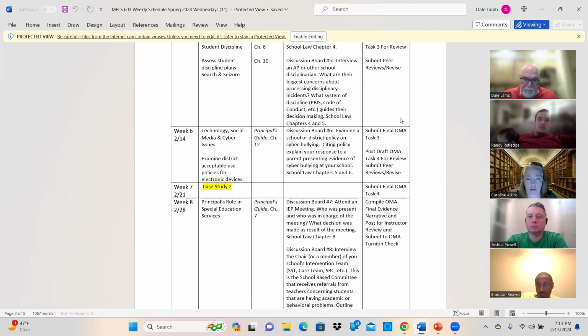Glenda talked about how her AP and SRO work together. That's an excellent example of how procedural due process is supposed to work. Again, if law enforcement's involved, that's part of due process. You're supposed to work with them. If it says, report to law enforcement, that's what that means.